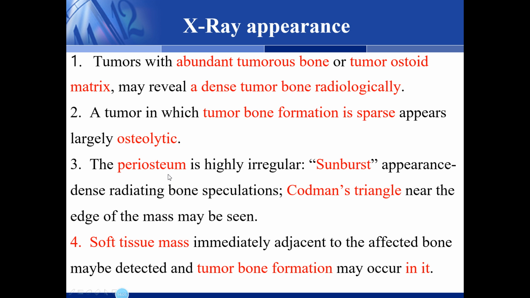3. The periosteum is highly irregular. Sunburst appearance, dense radiating bone spicules. Codman triangle near the edge of the mass may be seen. Here, this too is the periosteum. And 4. The soft tissue mass immediately adjacent to the affected bone may be detected, and tumor bone formation may occur in it.